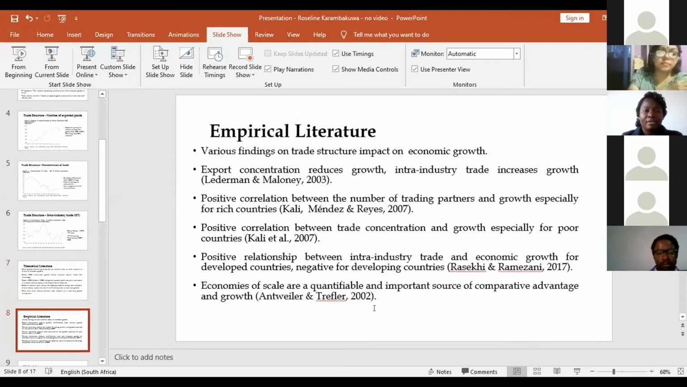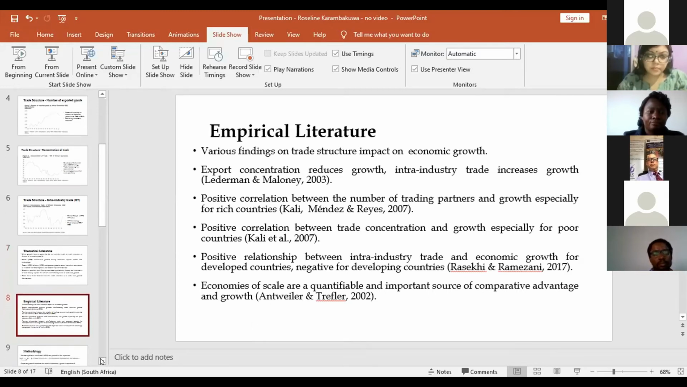In terms of empirical literature, there are various findings on trade structure impact on economic growth. For example, there are findings on export concentration in that it reduces growth, whilst intra-industry trade increases growth. Also, there's a positive correlation which was found between the number of trade partners and also growth, especially for rich countries. Also, a positive correlation between trade concentration and growth, and positive relationship between intra-industry trade and also economic growth. So this is just some of the empirical literature pertaining to trade structure and growth.